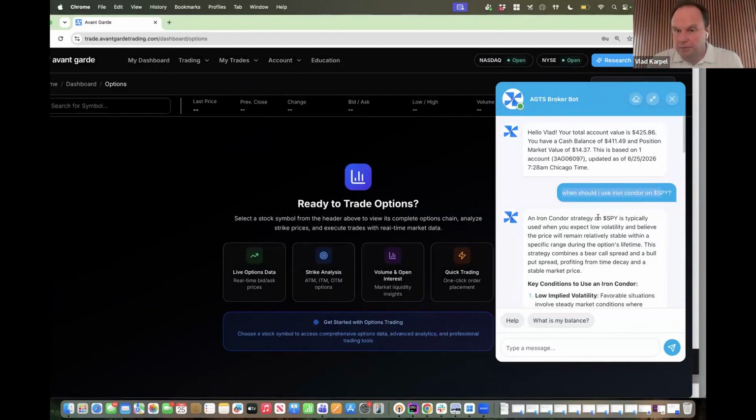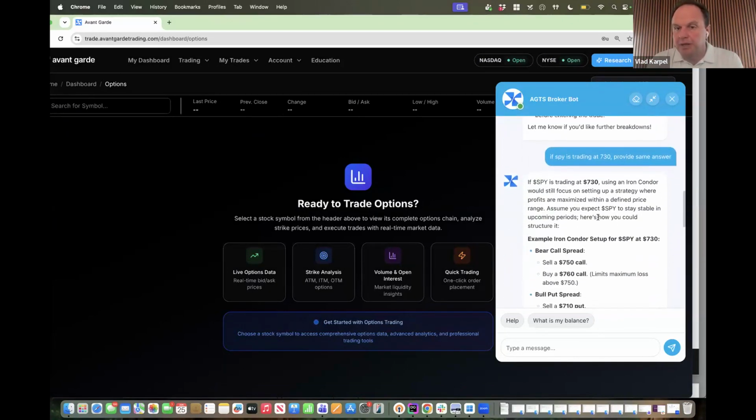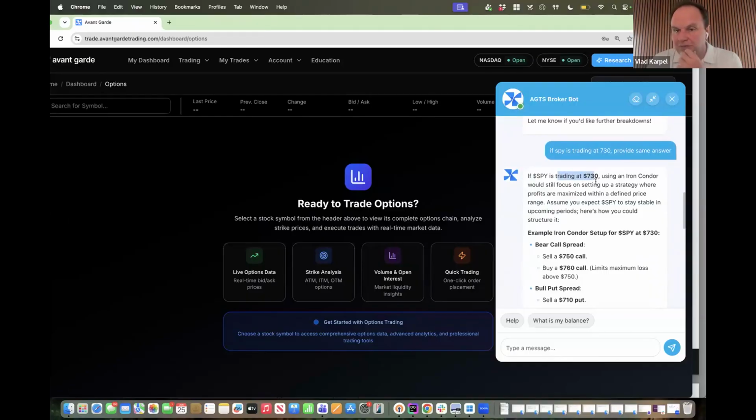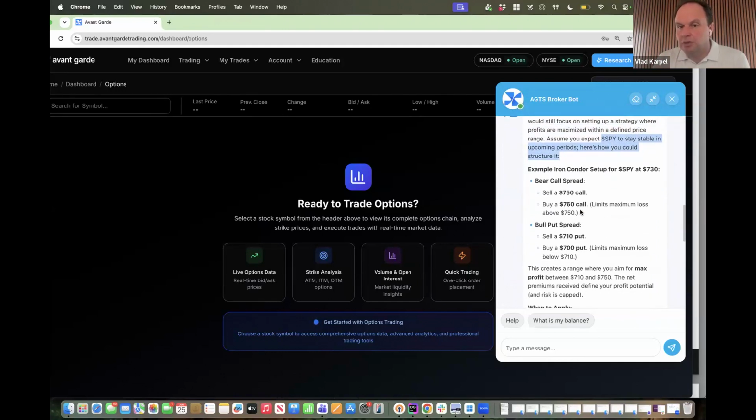What should I use? Iron condor and spiders, assuming spiders trading at 730. And it will give you an answer. You can always ask the AI bot that's trained on the educational data and trade on the proper data, and it gives you help. So using Iron Condor, we still focus on setting up strategy where profits are maximized within defined price range. Assuming you expect spiders to stay stable in upcoming periods, here's how you could structure it.